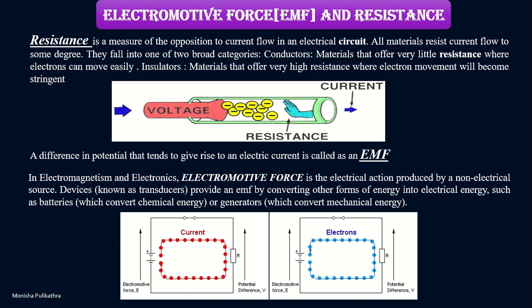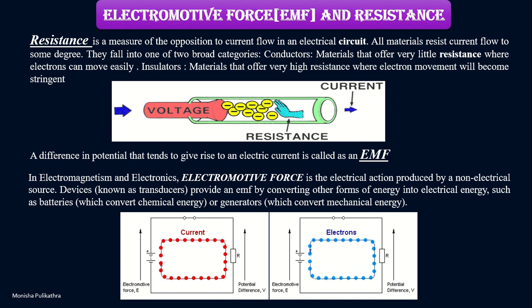This is the basic of Ohm's law. So voltage, you can take it as capital V, is equal to current multiplied by resistance. In other words, V is equal to IR. So what is resistance? It is a measure of the opposition of current flow in an electric circuit.